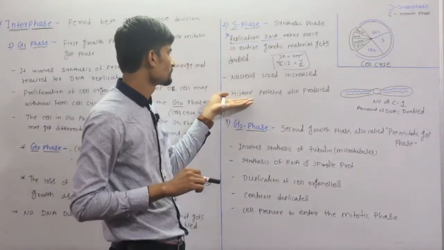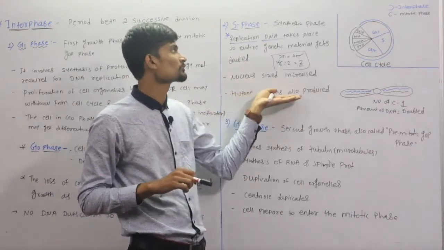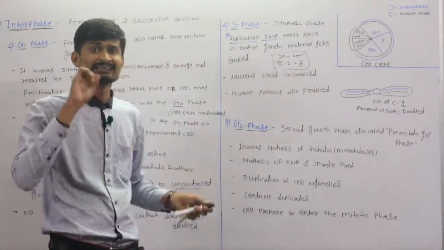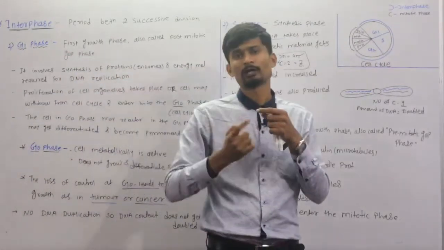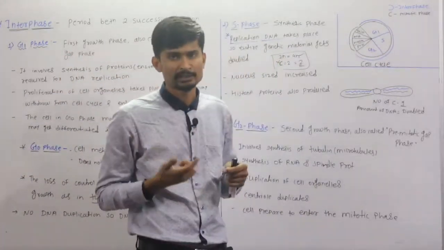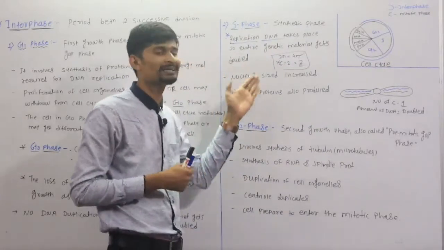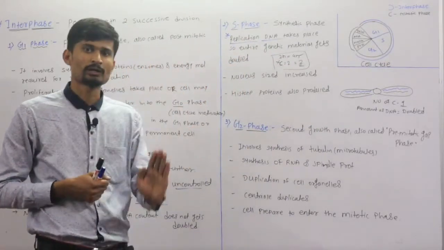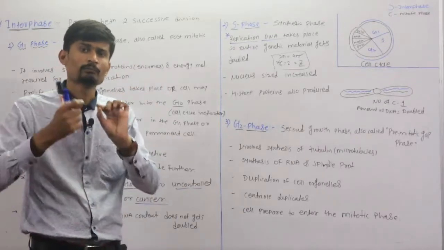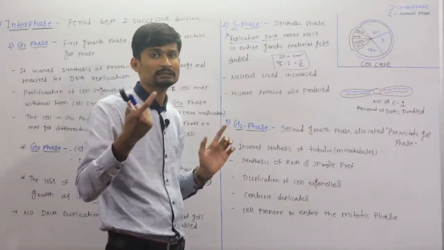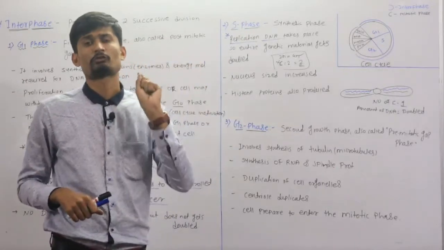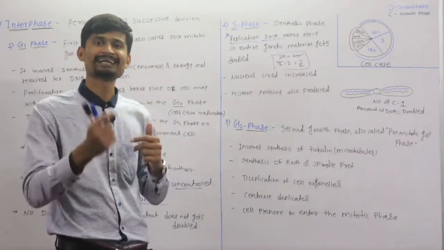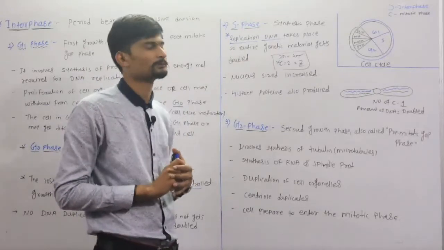And another point, that is histone proteins are also produced in the S phase. These histone proteins are required for the packaging of the DNA, because the DNA gets doubled in this S phase. That's why histone proteins are also required for the packaging of that DNA. So this is simply the S phase, which is called the synthetic phase, the second phase of the interphase.